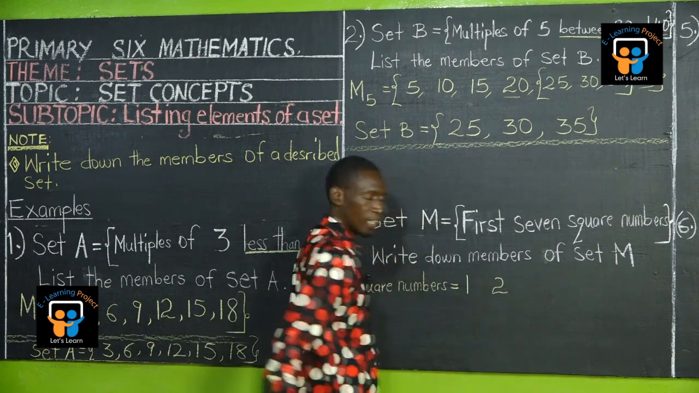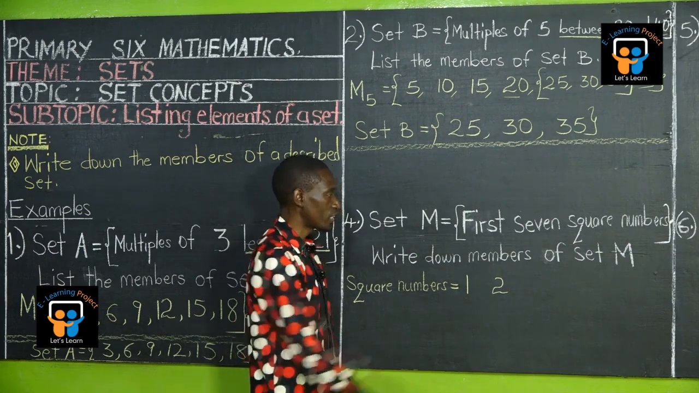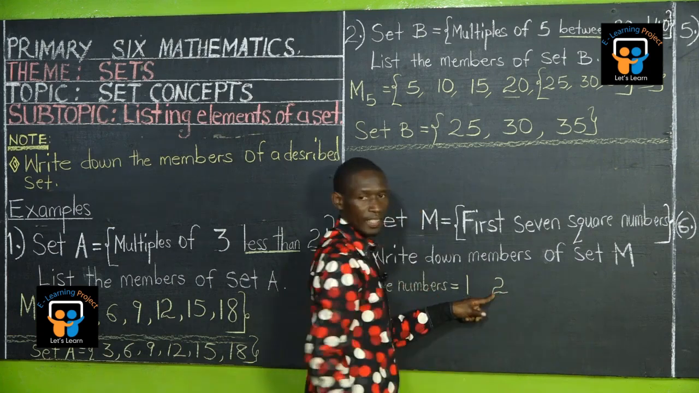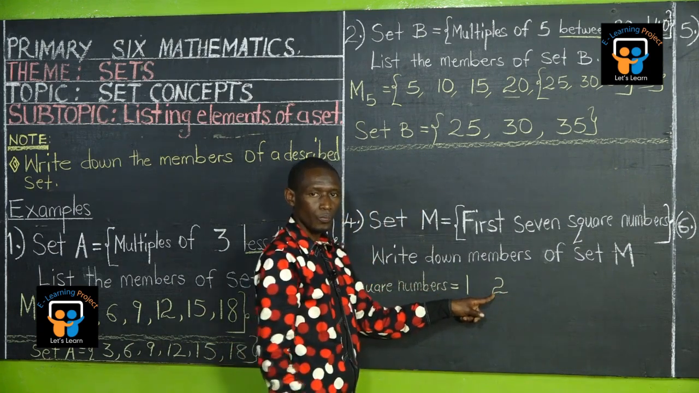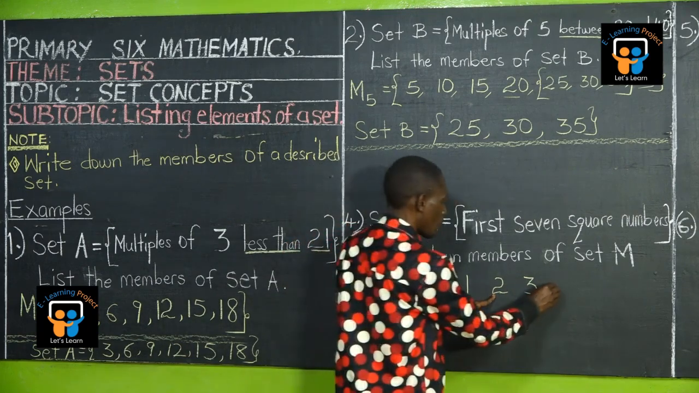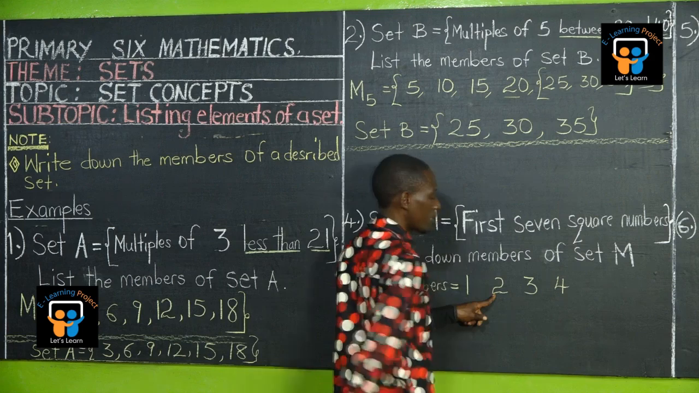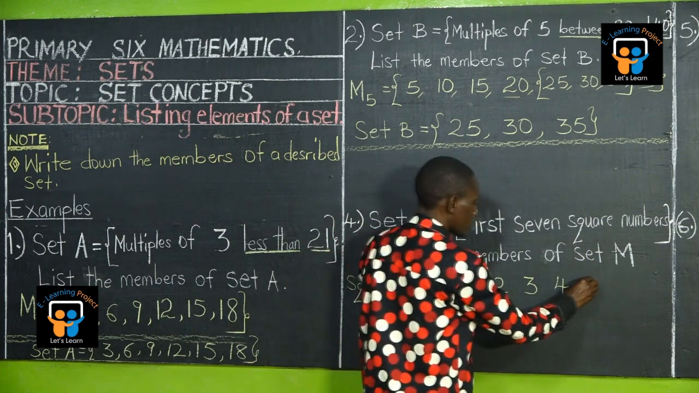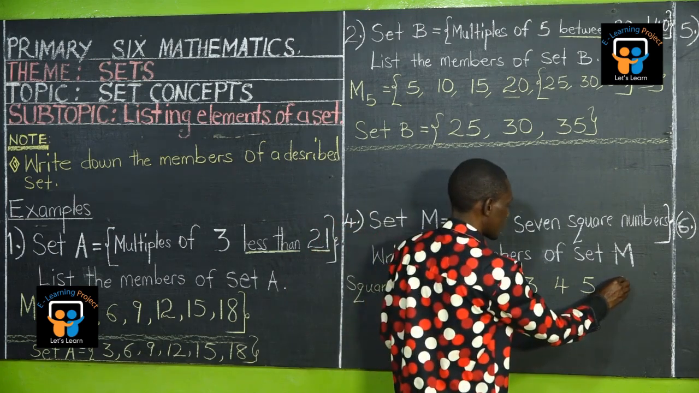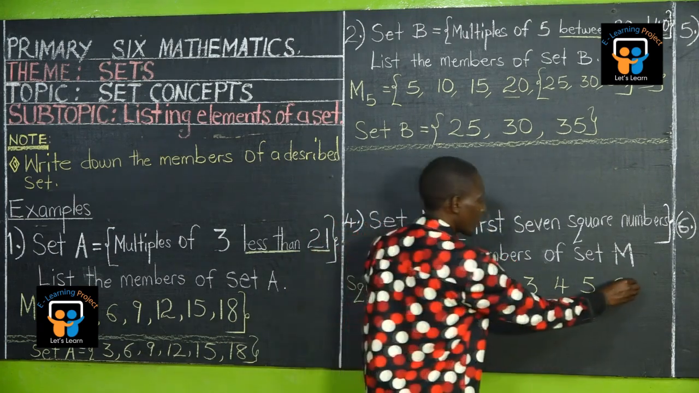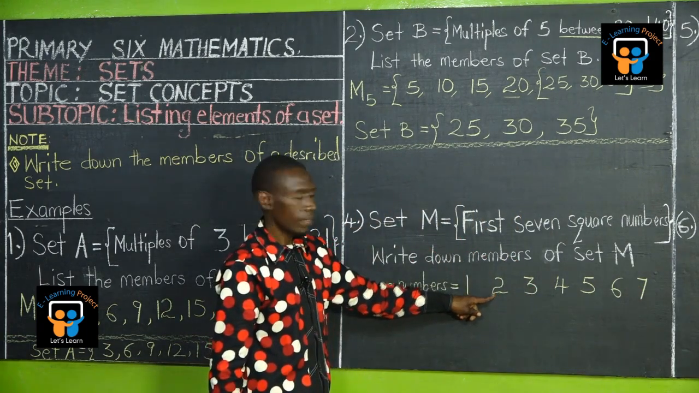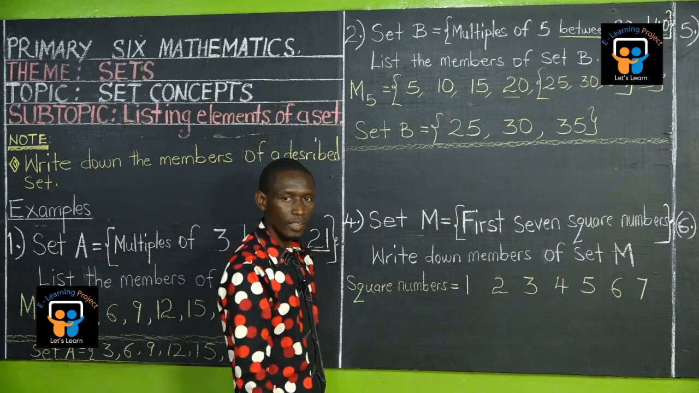Let us first write the counting numbers, the first 7 counting numbers. 1, 2. What is the next counting number after 2? 3. 4. And then 5. And then 6. 7. Just numbers in their order. Counting numbers in their order.